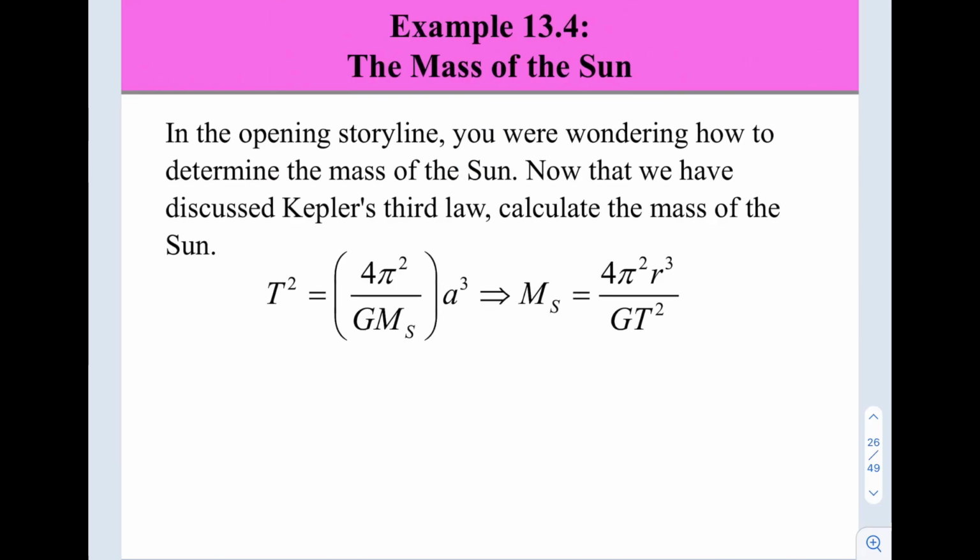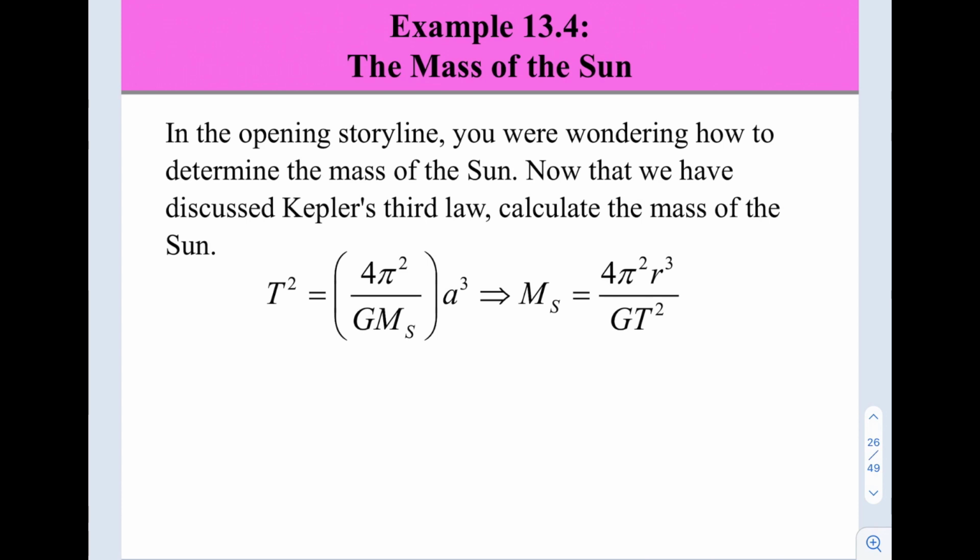Example 13.4, the mass of the sun. In the opening storyline, you were wondering how to determine the mass of the sun. Now that we have discussed Kepler's third law, calculate the mass of the sun. So we are going to use Kepler's third law, T squared, the orbital period, equivalent to 4 pi squared over G M_s, a cubed.